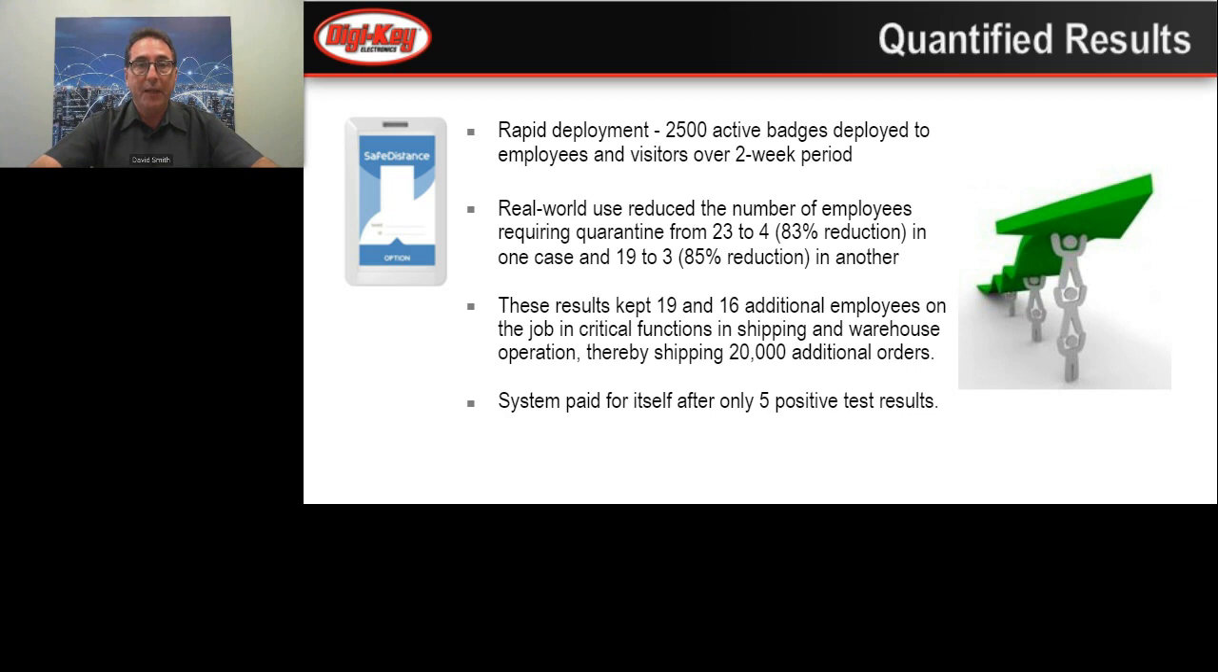Quarantining. As a result of that, the system paid for itself in only 5 positive COVID-19 tests, which is private information, but it's on the order of just a few months at DigiKey. So this has a very strong realizable ROI.